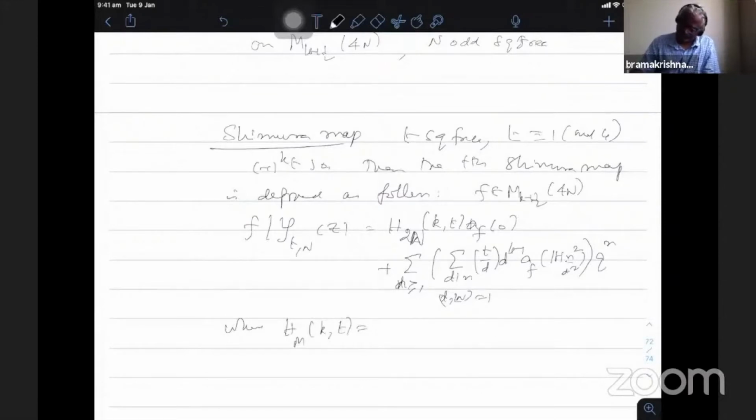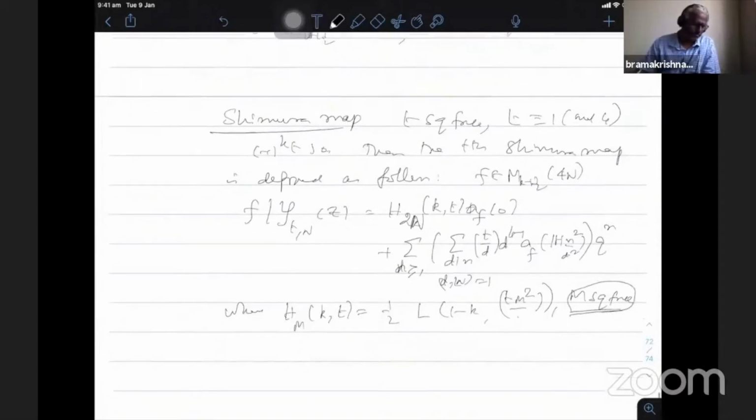So for the special value of the L function, for the character t times m squared, where m is square free. I'm including the even numbers also, even square free also. So n is odd and square free, therefore n equal to 2m makes sense. Okay, this is for square free. This is the definition of the H_m function.